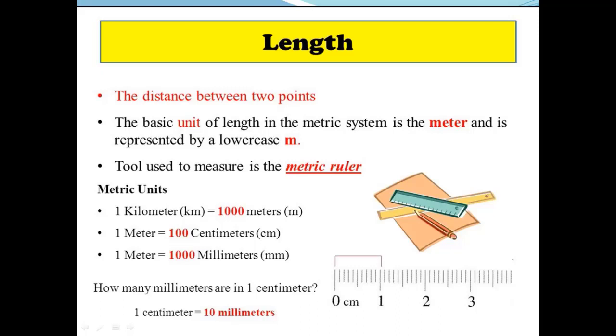So here, how many millimeters are in 1 centimeter? If we want to find out how many millimeters there are in 1 centimeter, the answer is so simple: 1 centimeter is equal to 10 millimeters. So these are the conversions for measuring the length.